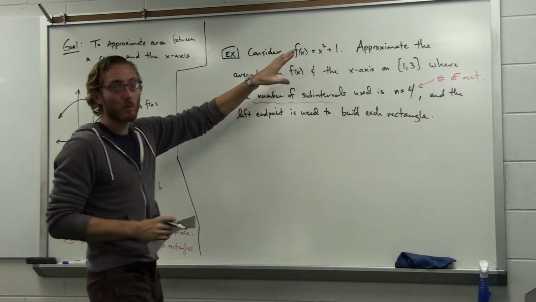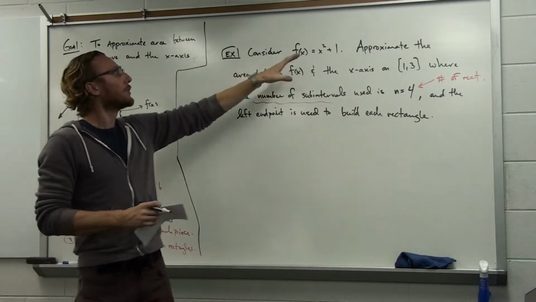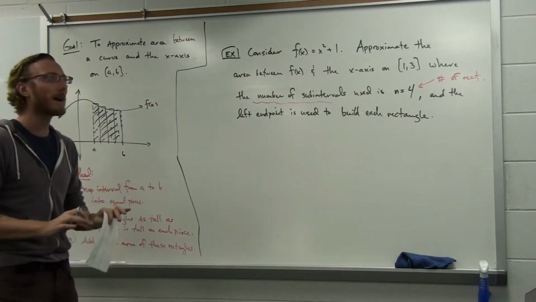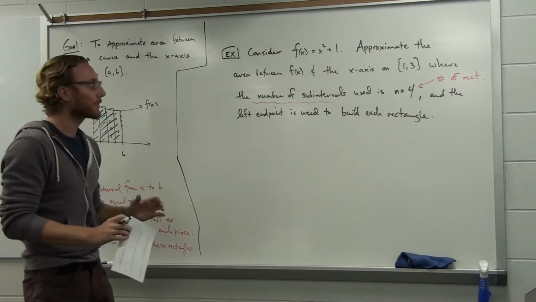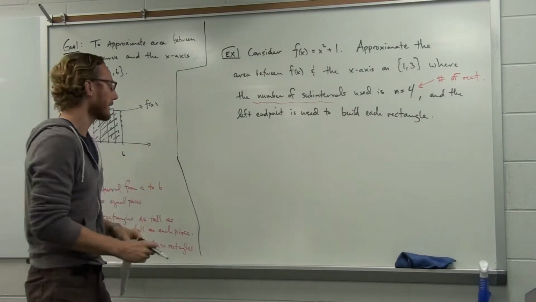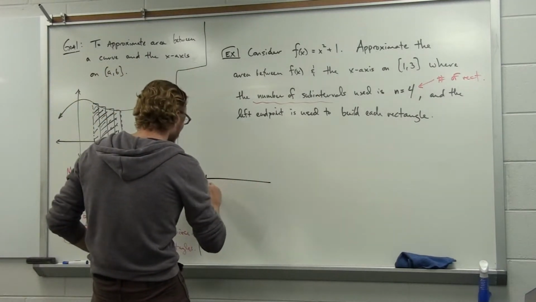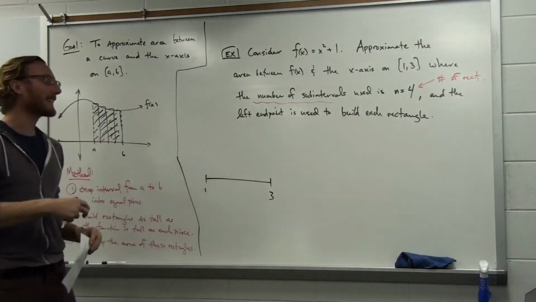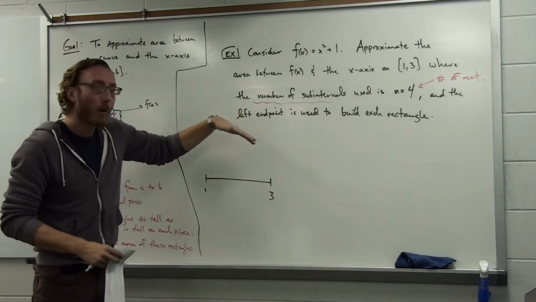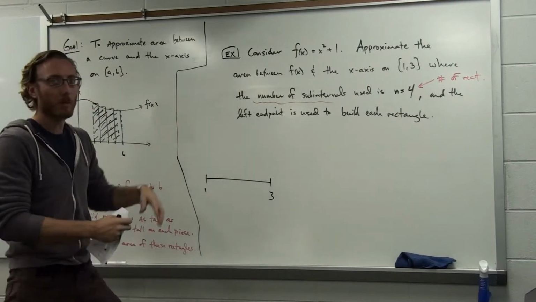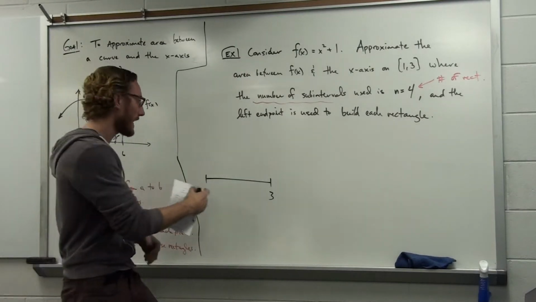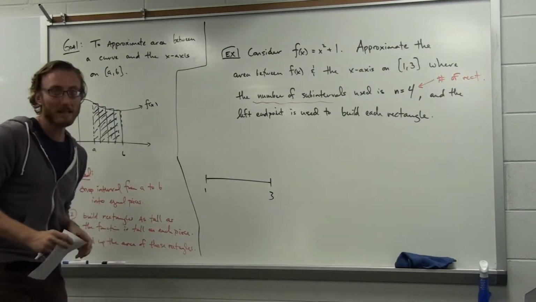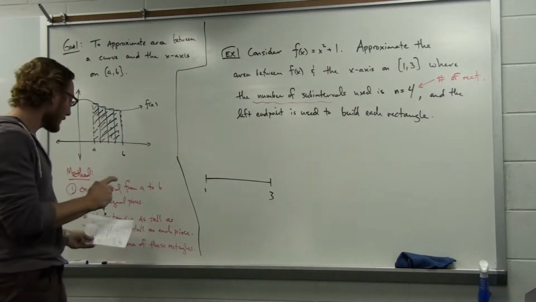Now, who knows what this function looks like? Maybe you can imagine that this is a parabola shifted up 1 unit, but dismiss that from your mind for now. Let's just think abstractly about what is going on here. We are dealing with the interval between 1 and 3, and we have a function that has a particular height at every point along the way. Plug in 1, you'll get something. Plug in 1.2, you'll get something. Plug in 1.5, you'll get something else. Plug in 2, you'll get something else. Plug in 2.5, you'll get something else. But what are we doing here?